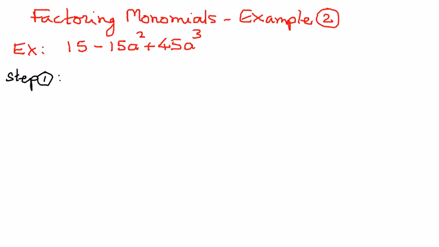Between 15, 15 and 45, 15 is common. So we want to also see if a is common in all of the terms. In the first term, we have just the constant number 15 and we do not have any a term or the variable term associated with it. The second term has a to the power of 2, the third term has a to the power of 3. Since we do not have a as a variable term throughout the expression, we cannot pick it as a common factor. So therefore, we want to look at the coefficient terms.